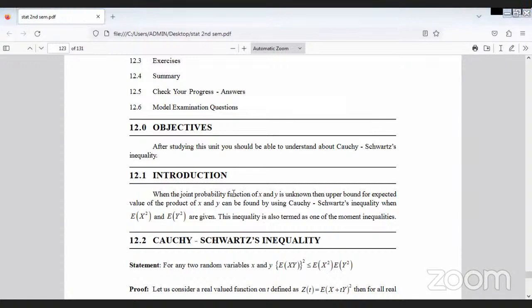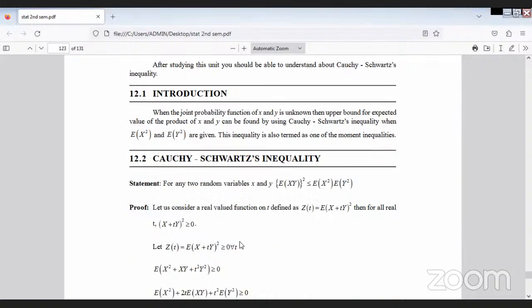So after studying this unit, you should be able to understand the Cauchy-Schwarz inequality. When the joint probability function of X and Y is unknown, the upper bound for the expected value of the product of X and Y can be found using the Cauchy-Schwarz inequality, that is, E of X square and E of Y square are given. This inequality is also termed one of the moment inequalities. So see here, for any two random variables X and Y, we can take E of XY whole square. This is the formula where you have to write the statement of the Cauchy-Schwarz inequality. They will ask in the examination: E of XY whole square is less than or equal to E of X square times E of Y square.